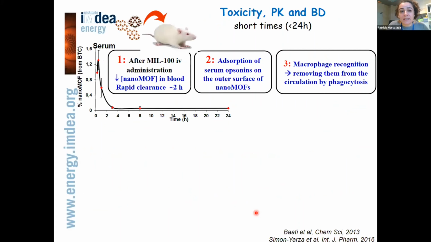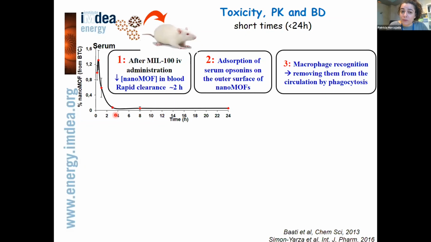Well, starting with a few words about the toxicity, pharmacokinetics, and biodistribution of this material. As you can see here in the pharmacokinetic graph, we can follow the concentration of the MOF, of the nanoparticles in blood, immediately after the administration. We can see a peak in the concentration at the maximum, and then rapidly the concentration in blood decreases, almost disappearing after 2 hours.